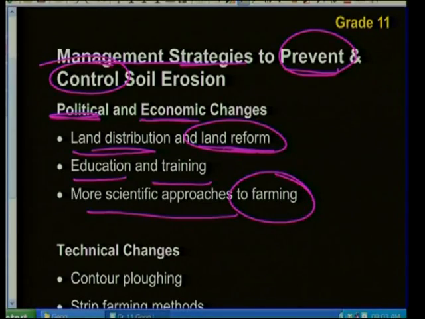More scientific approaches to farming. As more and more large-scale farmers develop, there are new ways and technology is enhancing the level of production. We must expose our farmers to these technological aspects that improve the crop yield of crop farming as well as stock farming.